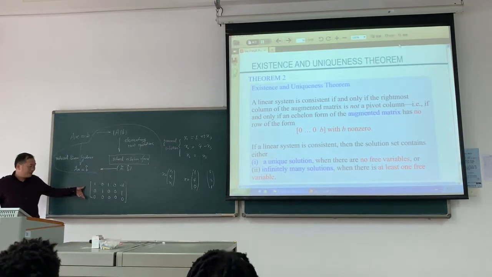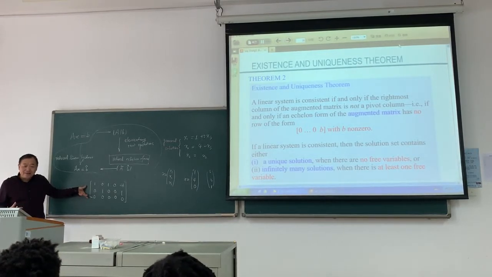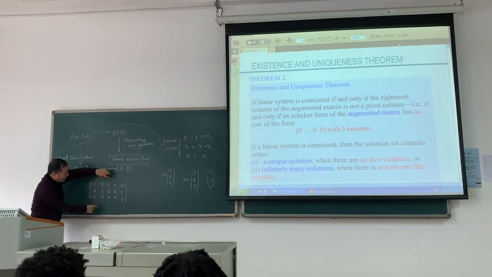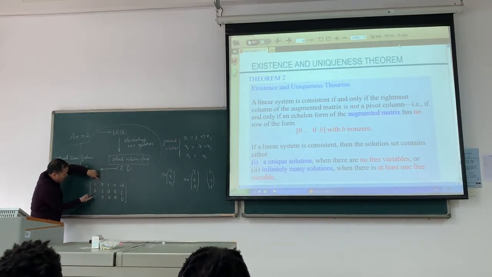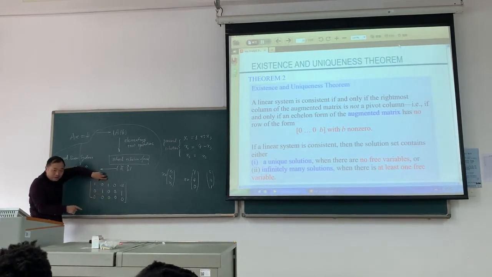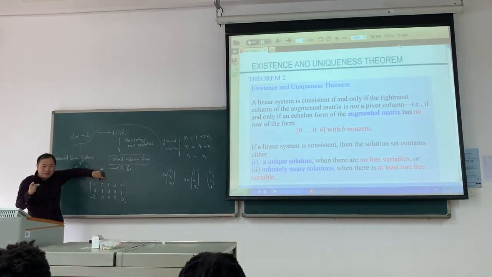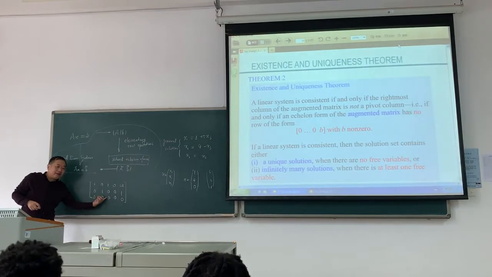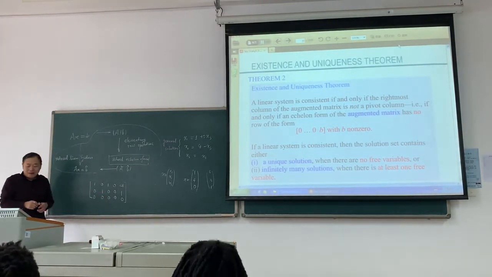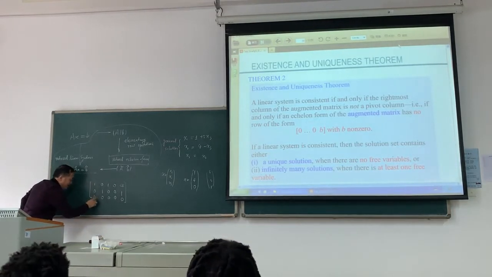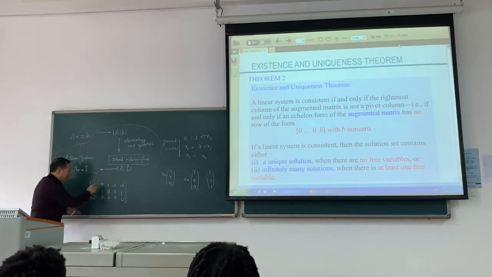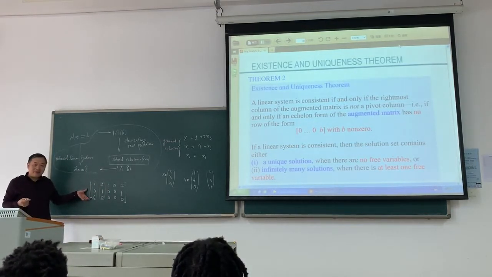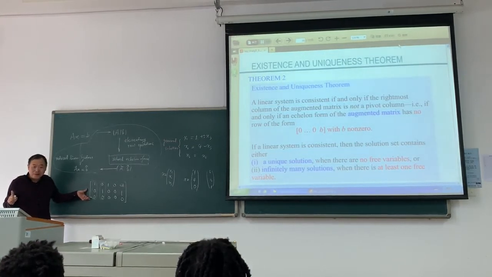For this matrix, we can recover the system. Understand? From here, we divide here. Here is the augmented system and the first four columns denote the coefficient matrix of the system. Yes. Okay. From here, this is a pivot column. And here is a pivot column. For this matrix, only two pivot columns. Right? Okay.